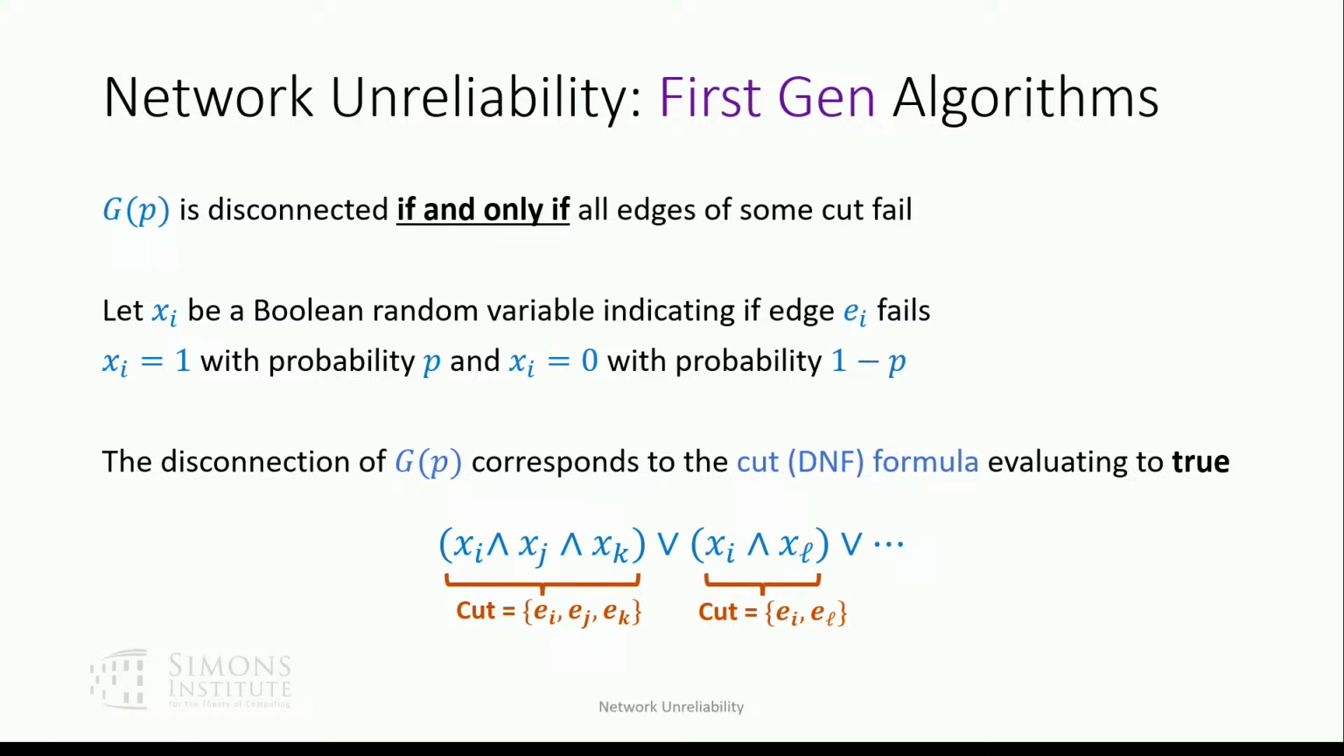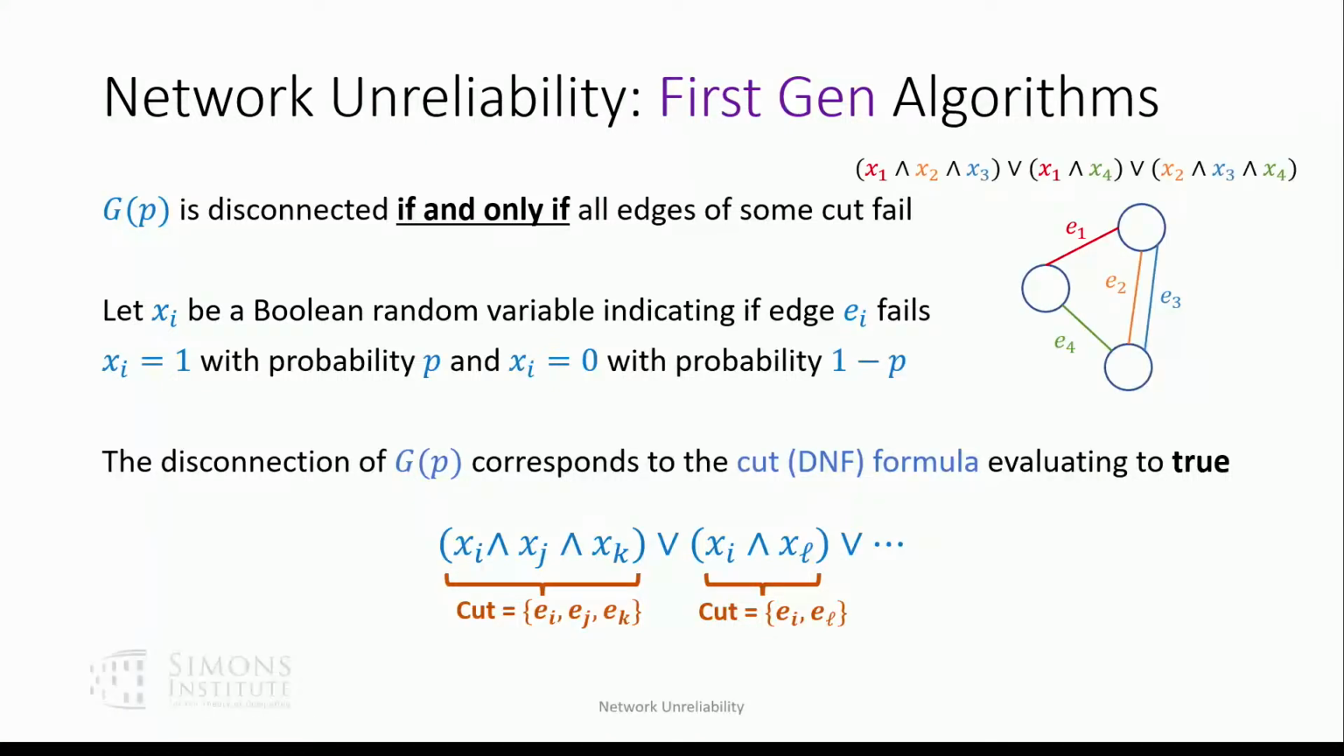So determining UGP, the unreliability, becomes a question of figuring out the probability that this Boolean formula evaluates to true when we set every variable to true with probability p independently. Okay, that's the basic equivalence.